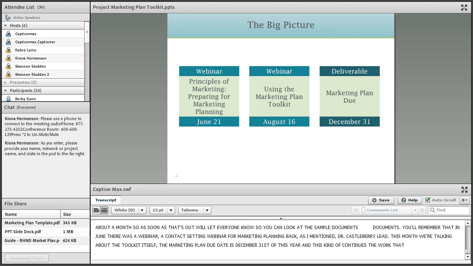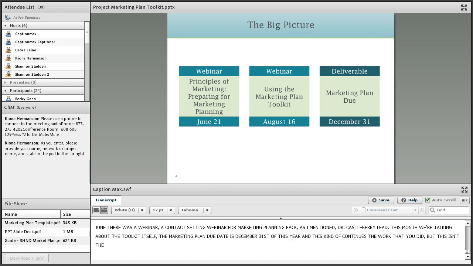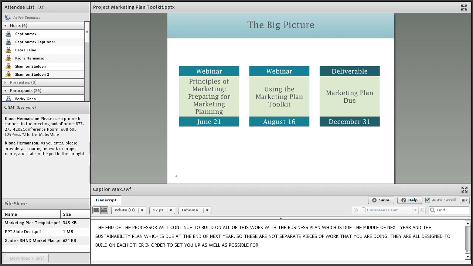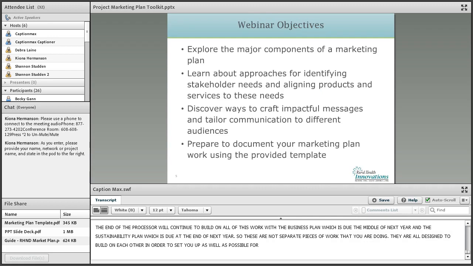the work that you did, as I said, on the strategic plan and the evaluation plan, but this isn't the end of the process. So we'll continue to build on all of this work with the business plan, which is due in the middle of next year, and the sustainability plan, which is due at the end of next year. So these are not separate pieces of work that you're doing. They're all designed to build on each other in order to set you up as well as possible for sustainability in the long run.